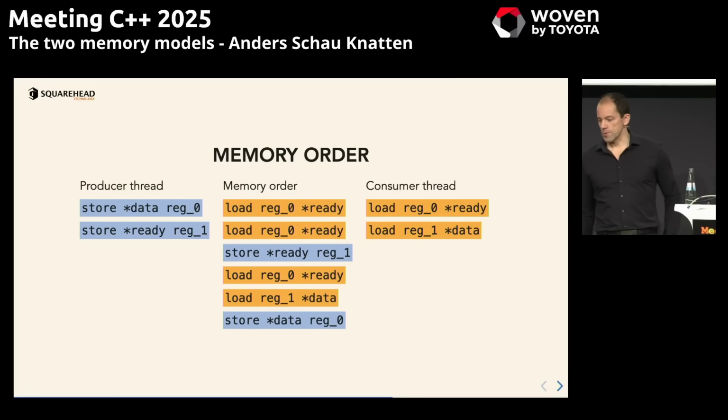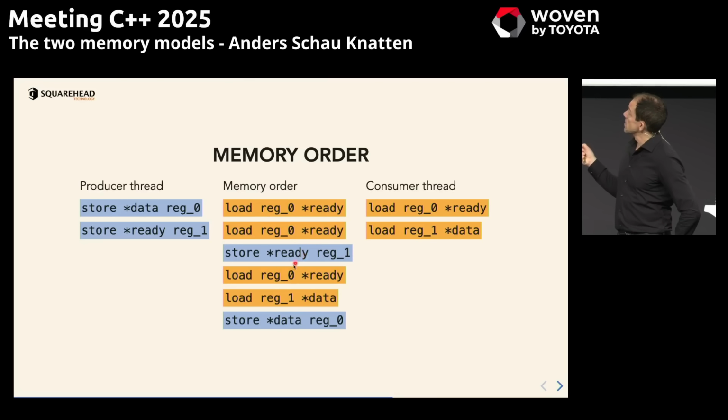This could also be a possible memory order. We load ready, then we store ready. Even though we're supposed to store data first, we store ready first. We load ready, it's true, so we load the data, and then we store the data. And now the data is not up to date. But this could also be a valid memory ordering.